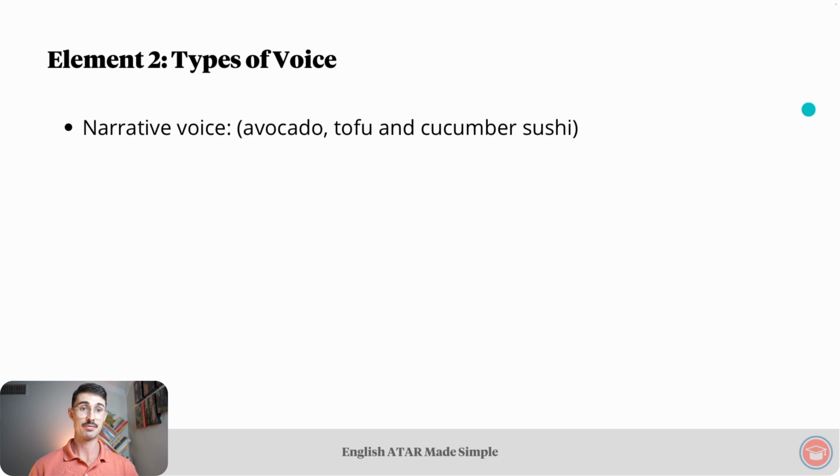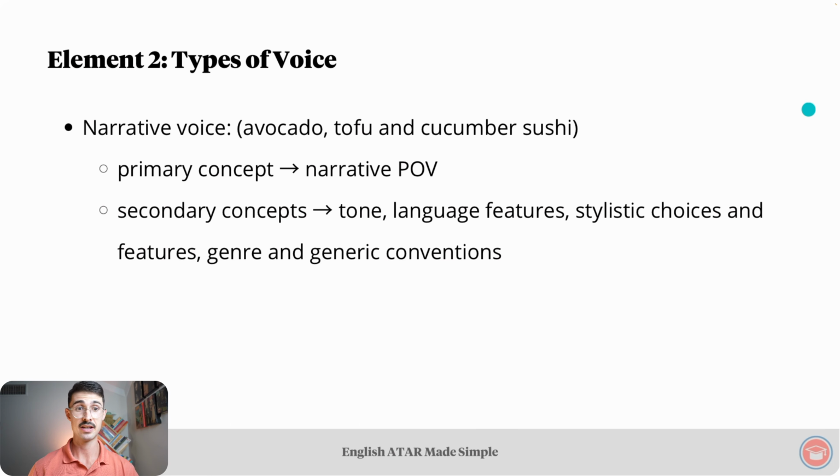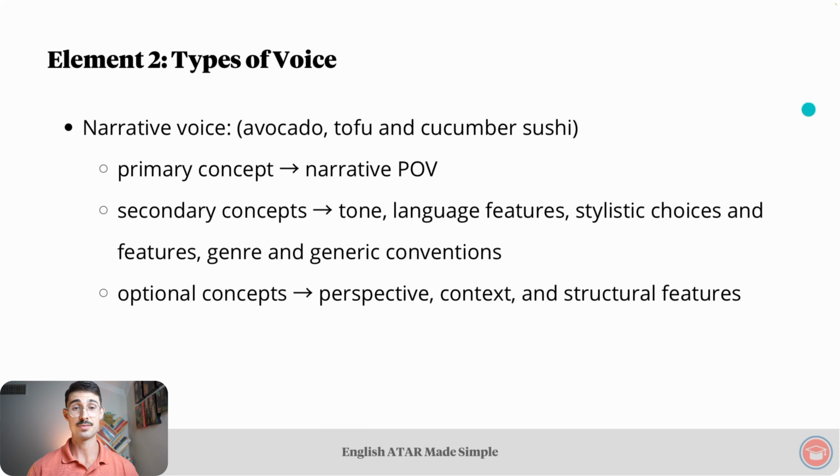Our final type of voice is narrative voice, and that is avocado, tofu, and cucumber sushi. The primary or super relevant concept is narrative POV. The secondary or very relevant concepts are tone, language features, stylistic choices and features, genre and generic conventions, with the options to add perspective, context, and structural features.